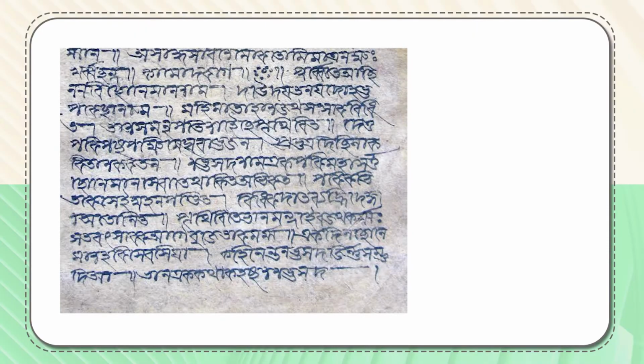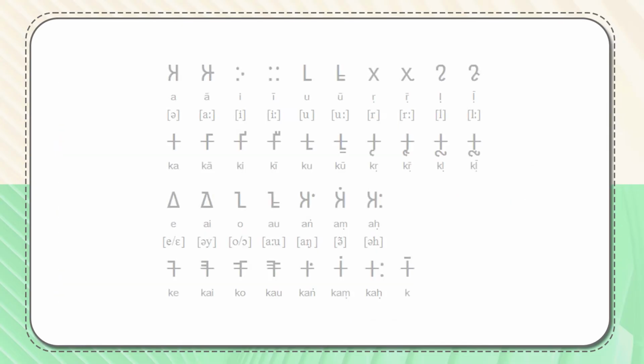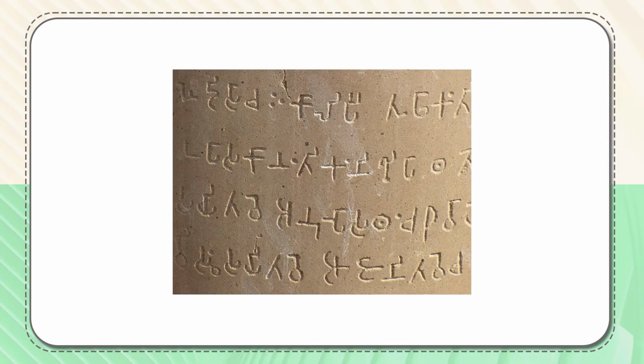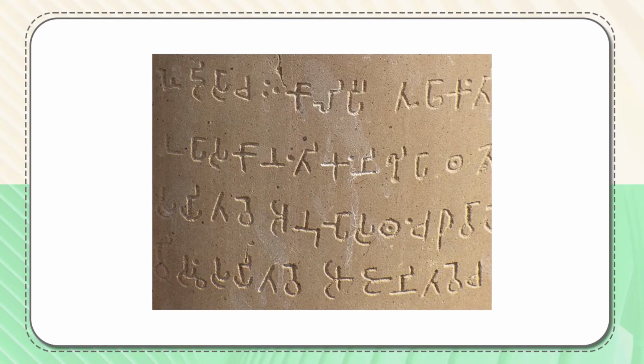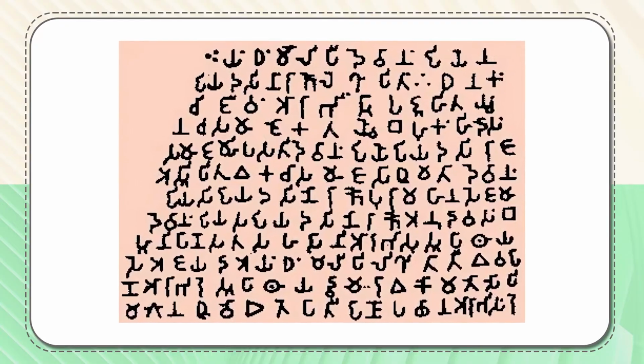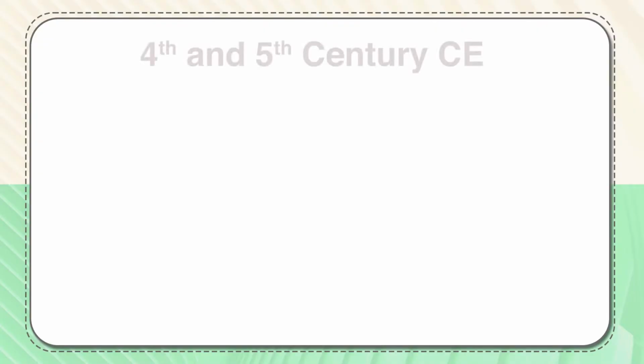Let's take a brief look into the history of Bangla script. The Bangla script is derived from Brahmi, one of the two ancient Indian scripts, and particularly from the eastern variety of Brahmi. The North Indian form of Brahmi Lipi developed in the 4th and 5th century CE, popularly known as Gupta Lipi.